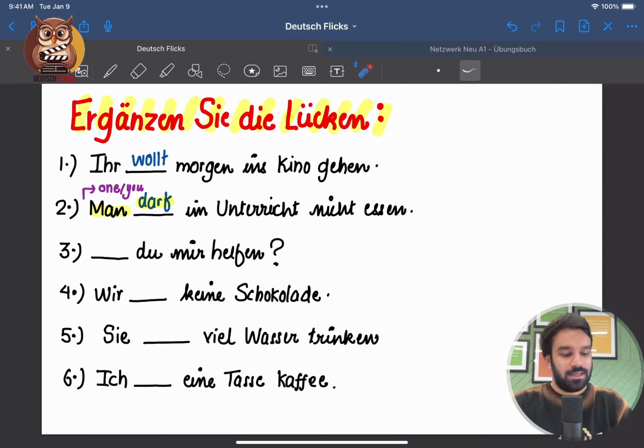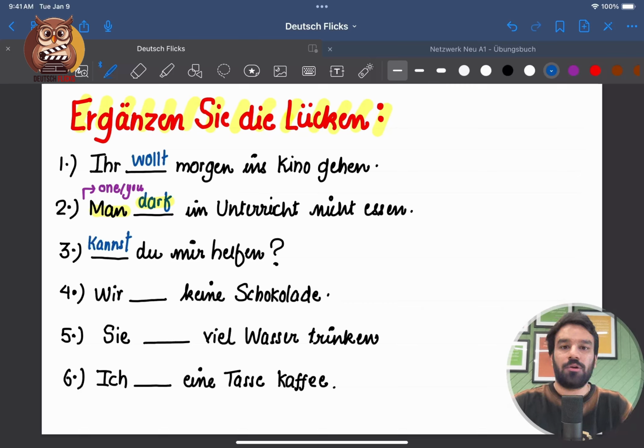Now Nummer 3, Lücke du mir helfen. So helfen means to help, mir, me. So it will be, can you help me? So we'll conjugate the verb können according to du. Kannst du mir helfen? Can you help me? Now Nummer 4, wir Lücke keine Schokolade. Keine Schokolade means no chocolate. We do not like chocolate. Wir mögen keine Schokolade. We do not like chocolate.